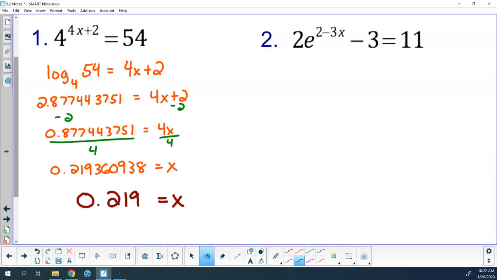So I got that for the first one. So then I would have to multiply that by 4, and add 2, and take 4 to that power, and I get 54. If I use the rounded one, I would go 0.219 times 4 plus 2, 4 raised to that power. I get 53.892.